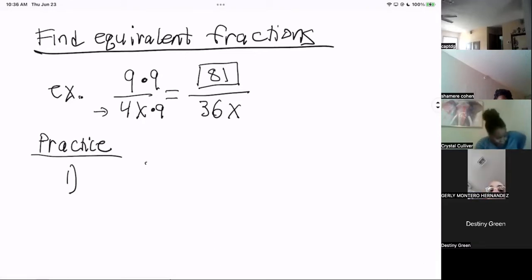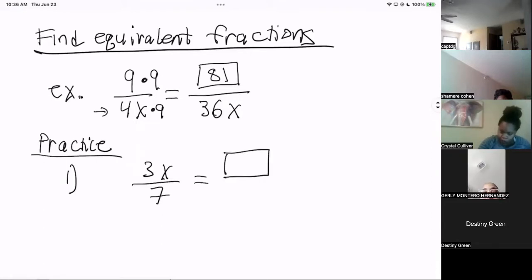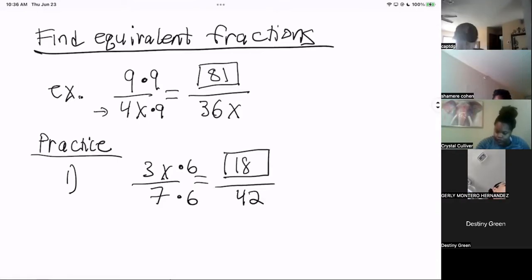All right, so 3x over 7 is equal to my box over 42. So I want to find an equivalent fraction. So I look at what I have. What I have is my denominators, a 7 and a 42. So what do I multiply 7 by to get 42? That would be 6. That means I have to multiply the numerator by 6. But what is 3x times 6? Well, 6 times 3 is 18 with an x, 18x. That would make it equivalent. So my answer in my box would be 18x.